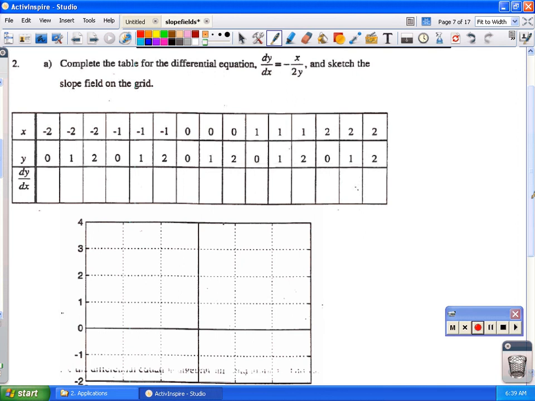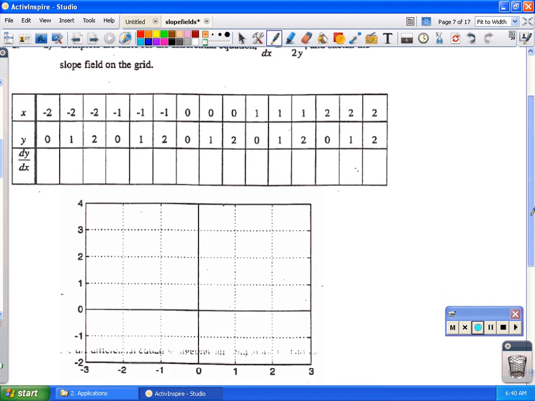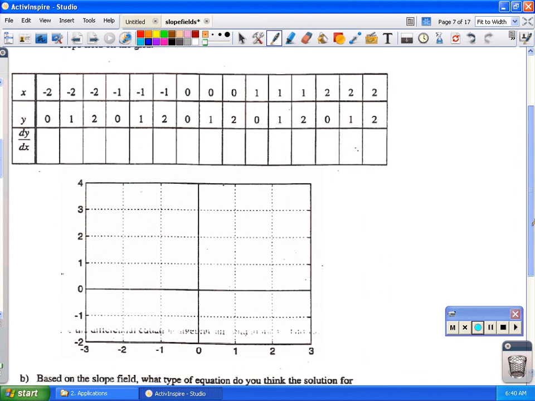I want you to read the problem. I want you to fill in the table, and I want you to create the slope field. I want you to pause the video to do that, and then we'll resume it in just a minute. But something that I want to tell you is not only do I want you to do these values, because when you do this, it doesn't give you enough values, just like the last one, to see everything that you need to see.